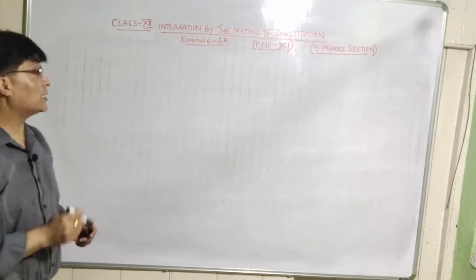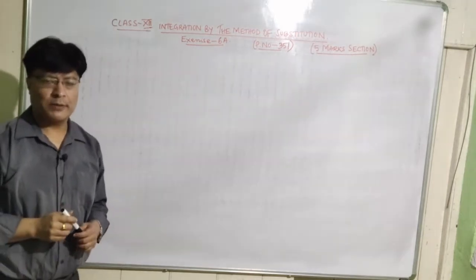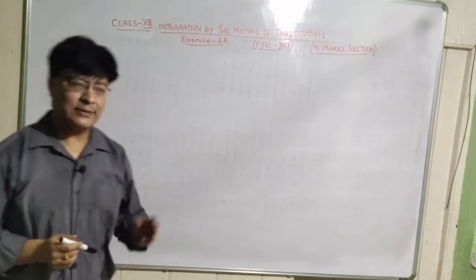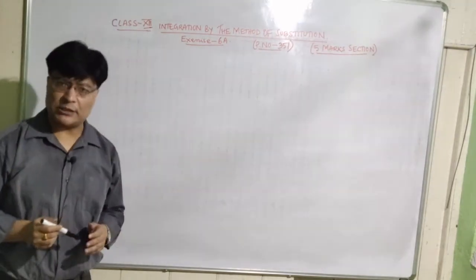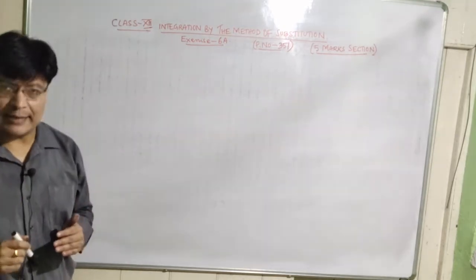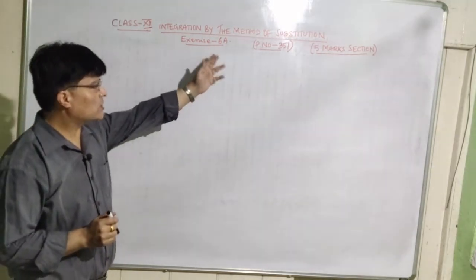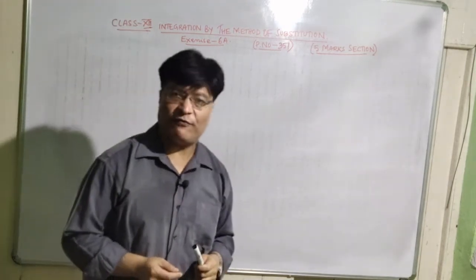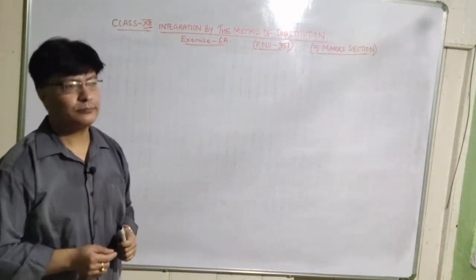So now I am doing class for class 12. The topic is the same topic that we were doing in the last online class, that is integration by the method of substitution. So today is the continuation class of that chapter. Same exercise 6A, page number 351. It is of 5 marks section.